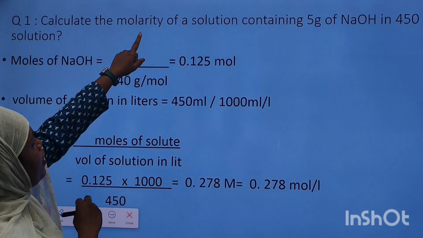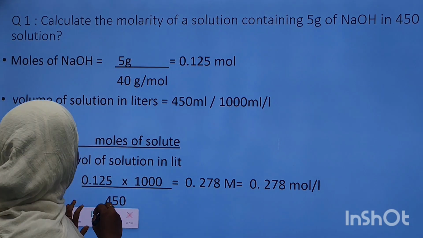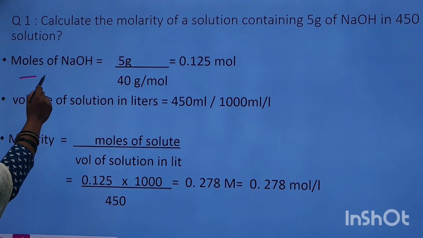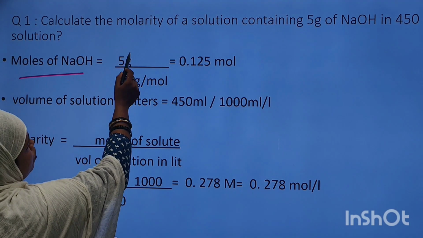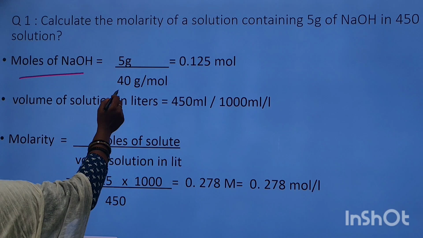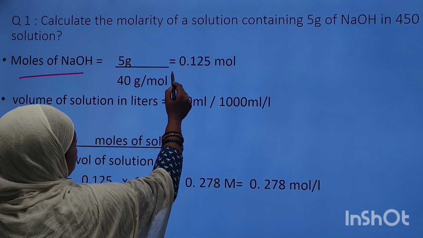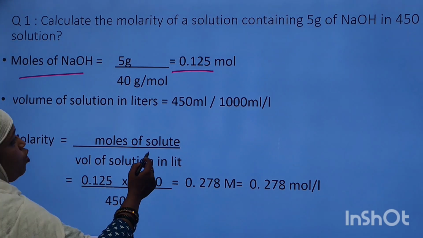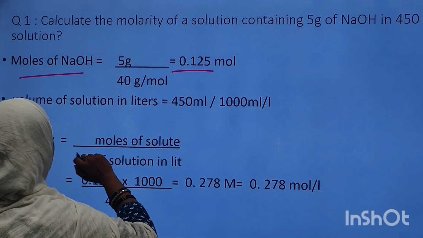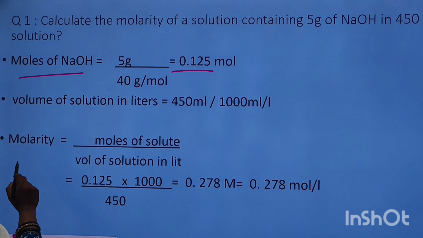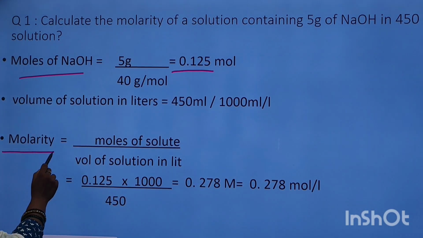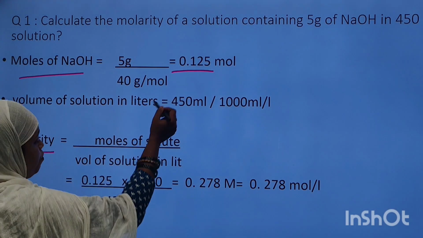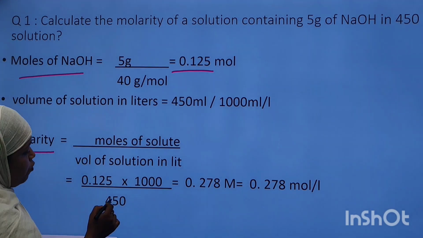The question is: calculate the molarity of a solution containing 5 grams of sodium hydroxide in 450 ml of solution. First we'll find out the moles of sodium hydroxide. We have 5 grams of sodium hydroxide upon 40 grams per mole, which gives us a value of 0.125 moles. The volume of the solution in liters is 450 ml per 1000 ml per liter. As we know, molarity is the moles of the solute upon the volume of solution in liters. So we'll note down all the values. This should be 450 upon 1000.